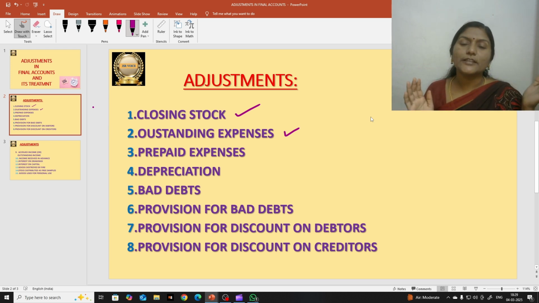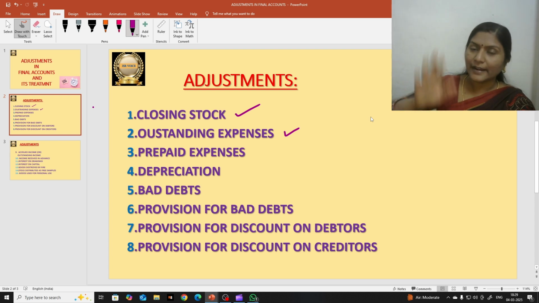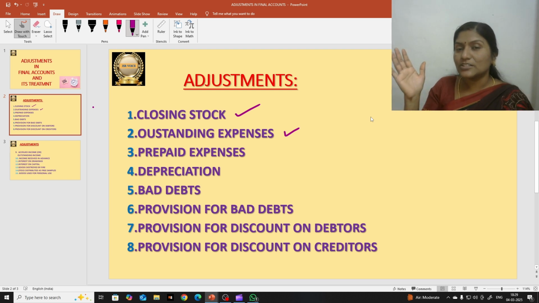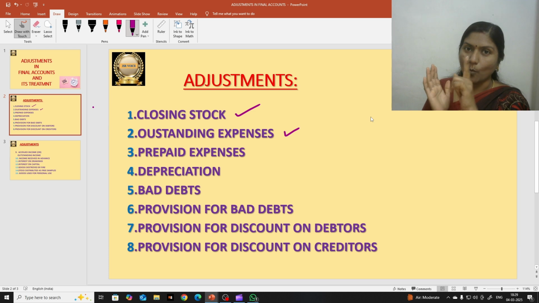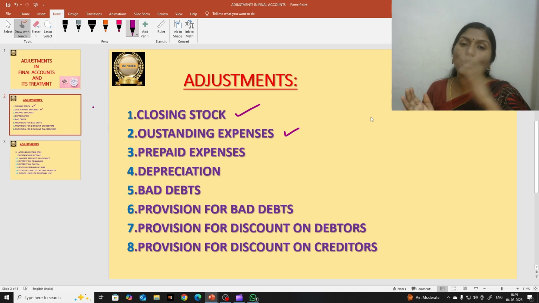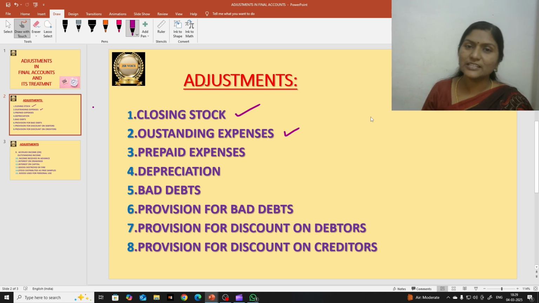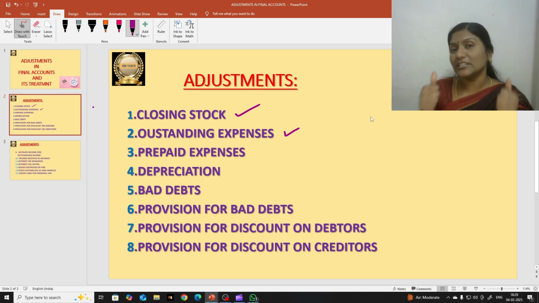Second time we should show it in the balance sheet on the liabilities side. Hope this is clear. And if this outstanding expense is, for example, outstanding wages, wages we record on the debit side of the trading account. So these outstanding wages we should add to those wages on the trading account debit side one time. Second time we should record it in the balance sheet on the liabilities side. This is the treatment of outstanding expenses. Hope this is clear for everyone.